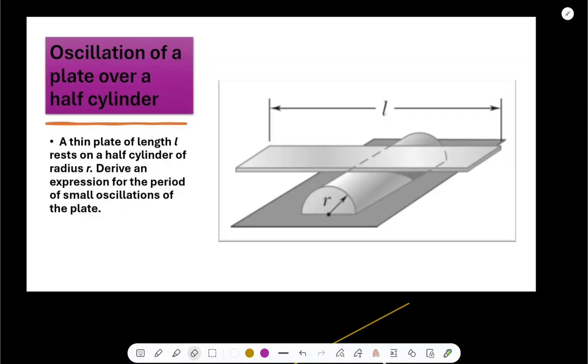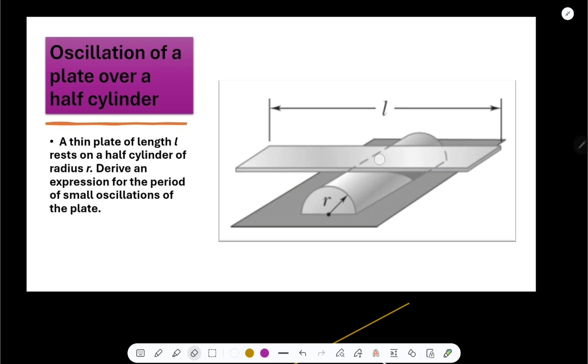And we have another problem that is called oscillation of a plate over a half cylinder. The problem statement is: a thin plate of length L, you can see here, rests on a half cylinder of radius R. Derive an expression for the period of a small oscillation of the plate. That's right. You know where the friction is.